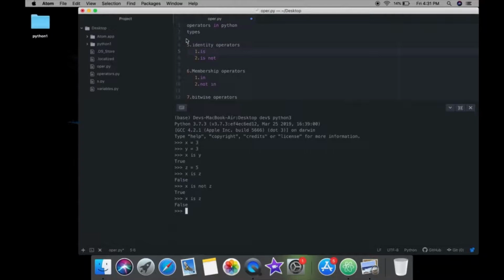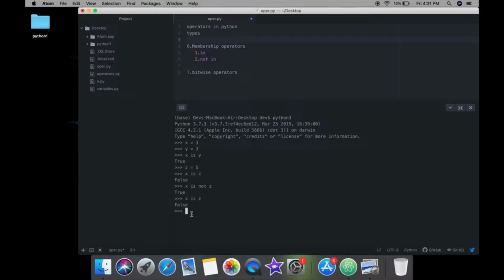So we are done with this one. I hope you understand these. Now we have membership operators. These are the most important ones because they are unique in Python, and they are required in looping conditions and in if else conditions also. So that's why they are more important than any other operator.